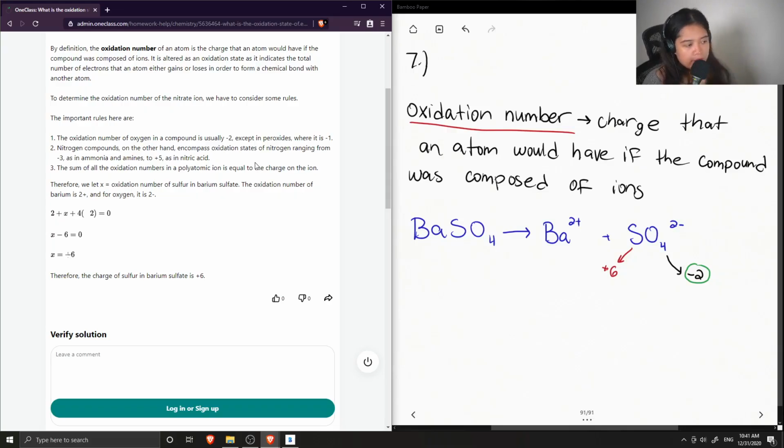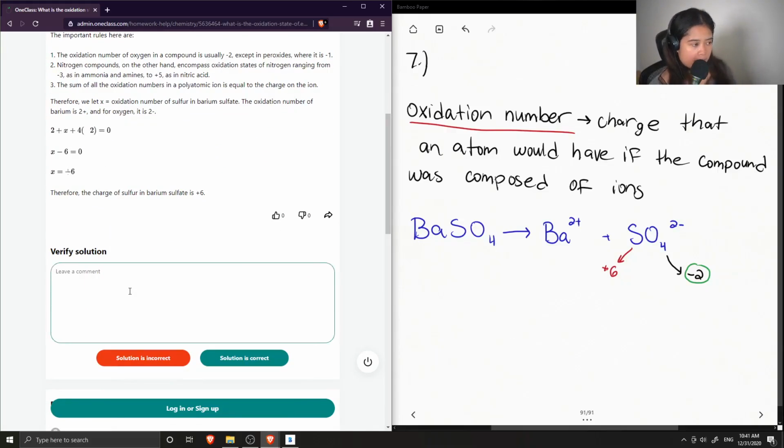So therefore, we let X equal the oxidation number of sulfur in barium sulfate, and the oxidation number of barium is +2, and for oxygen it is -2. Okay, so they showed that the sum of all of those oxidation numbers in barium sulfate should equal 0. So then they just solved for X and got +6. Yep, so this solution is correct.